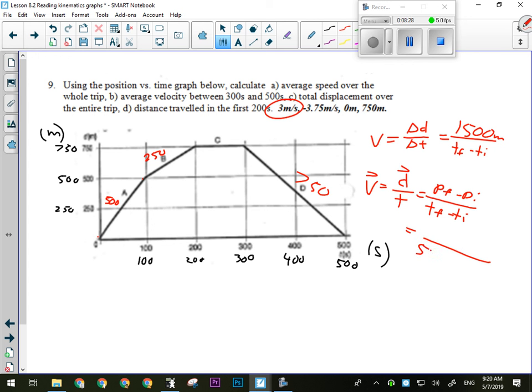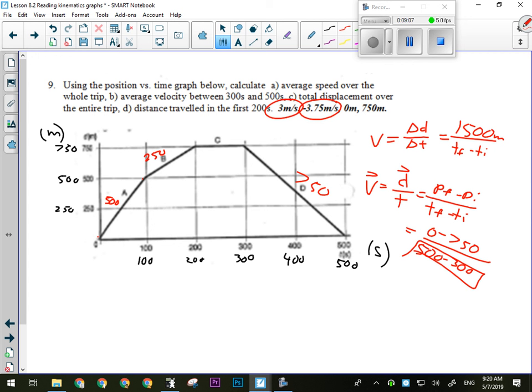So I go 500 minus 300 on the bottom, get my 200. And then I go 0 minus 750 on the top for my positions. Everyone follow on that? So what I end up with is 750 divided by 200, and that's going to give me negative 3.75 meters per second. Because I did go backwards during that part, I should get a negative number. Does that make sense to everybody? This was the most common mistake I saw walking around: people using 500 instead of 200.